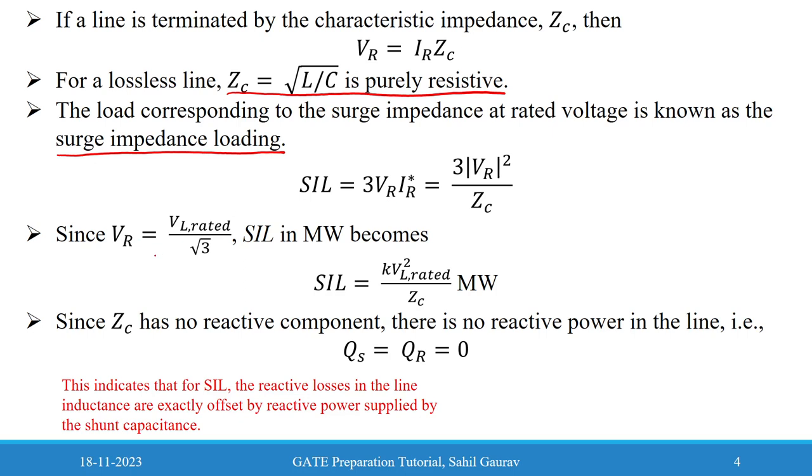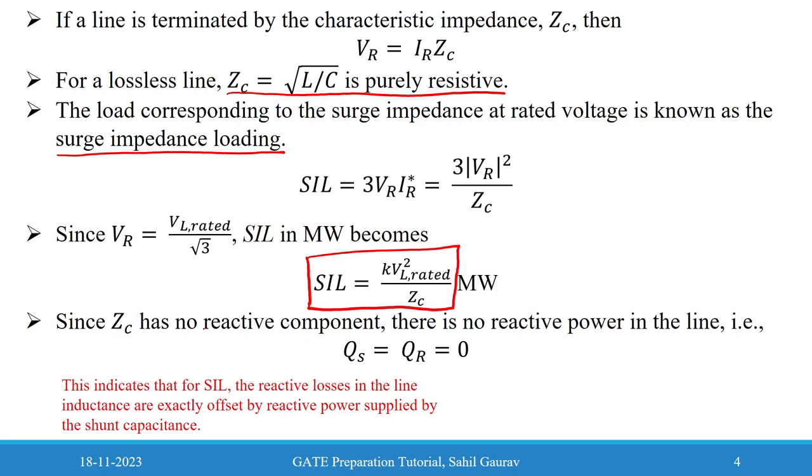Now if we want to write this receiving voltage in terms of line voltage, then VR is equal to VL divided by root 3. Then surge impedance loading in megawatt, we can write as kV square rated divided by ZC in megawatt. So we will use mainly this expression because generally a long transmission line has a rating in the kilovolt range.